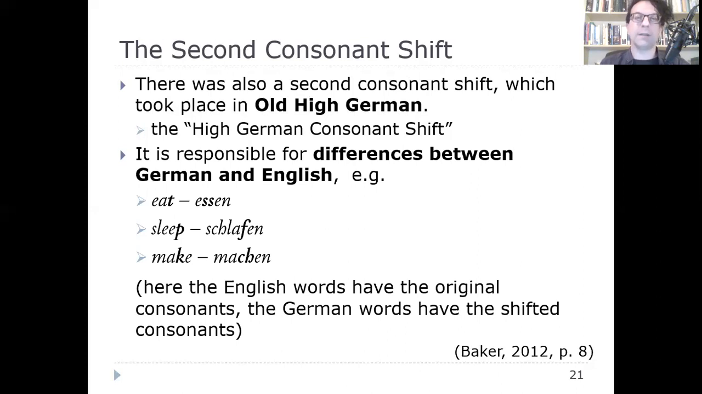So the second consonant shift is responsible for differences between English and German, like to eat versus German essen, t and s. Sleep and schlafen, p and f. Make and machen, k and ch. Here the English words have the original consonants, original meaning Proto-Germanic consonants, and the German words are the ones that have the shifted consonants, because they derive from Old High German, where this sound change took place.